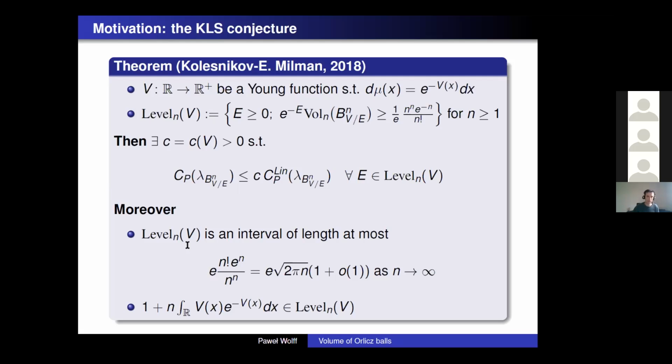So they showed that the set is an interval of length at most roughly square root of n as n goes to infinity. And they proved that this interval is non-empty, and contains at least this quantity, where you see the mean of V of x with respect to our measure mu, which stands as a factor multiplied by the dimension n, and there is some additive constant one.